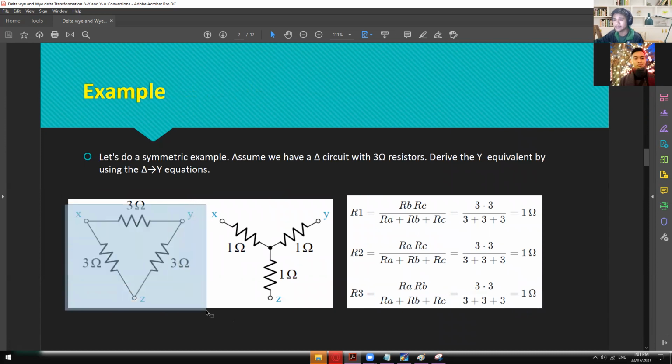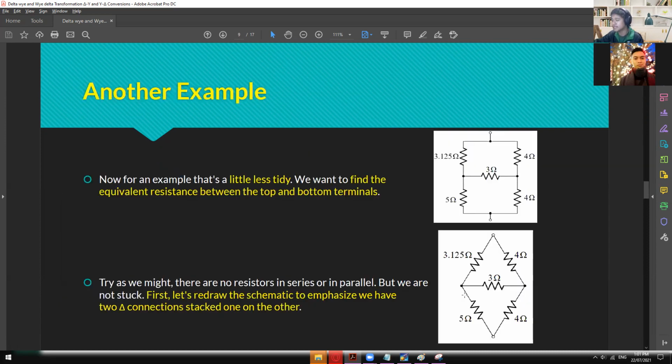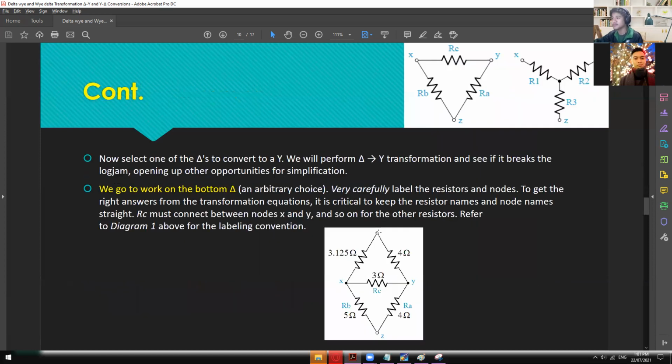So we have this inverted delta. That is why it's a lot easier to solve the bottom part first. Okay? And then after that, you will see later on that you don't need to solve the upper portion anymore. But anyway, here's now the labeled configuration. So we have here the RB, we have here the RC, and then RA, and then the X, Y, and then Z. So just always stick with this kind of labeling.